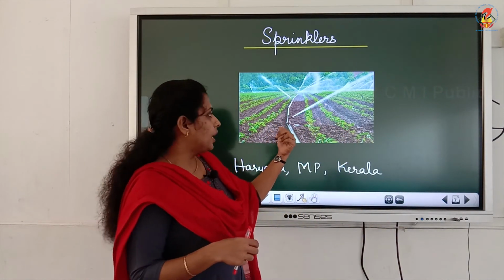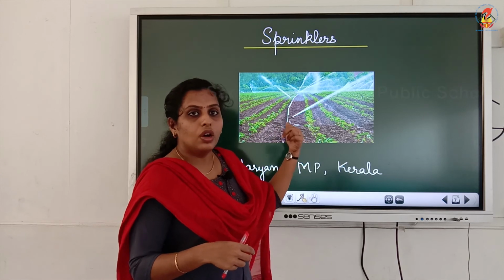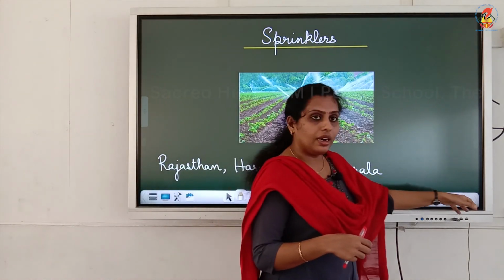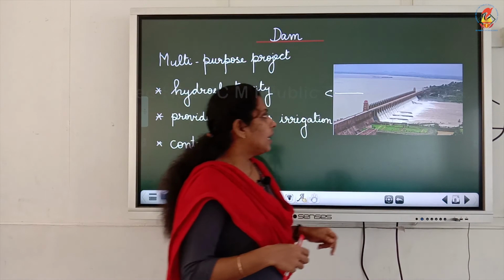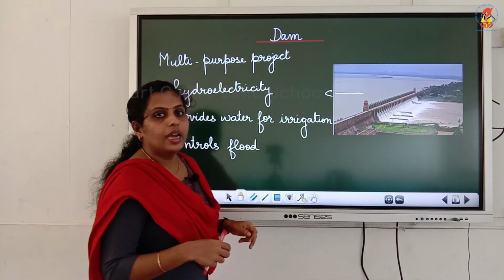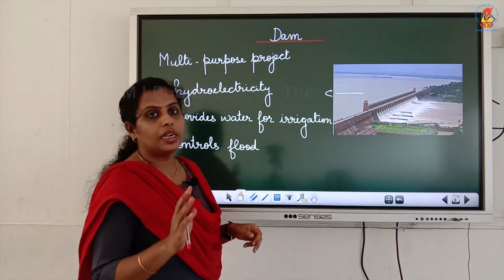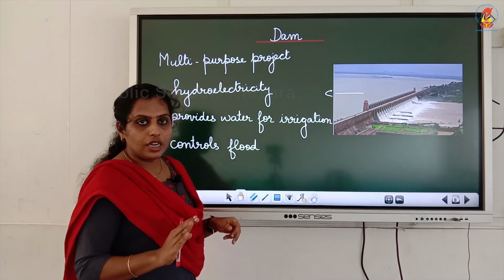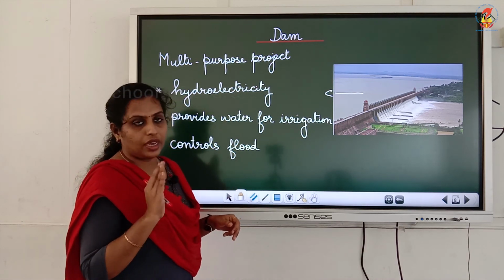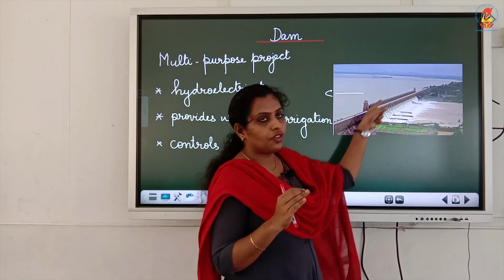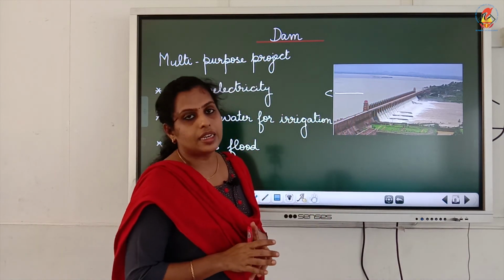Sprinklers with the pipe, what they will do, they will spray the water. It will drop like a rain. And the last one was the important one, dam. And dam is called a multi-purpose project because they are useful in different ways. And the artificial lake that is formed here is called a reservoir.